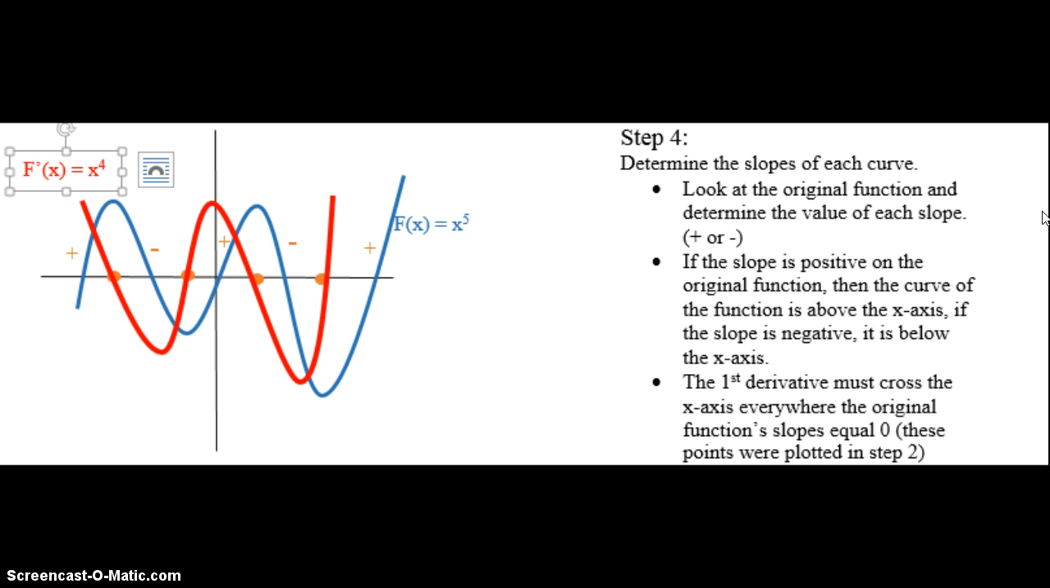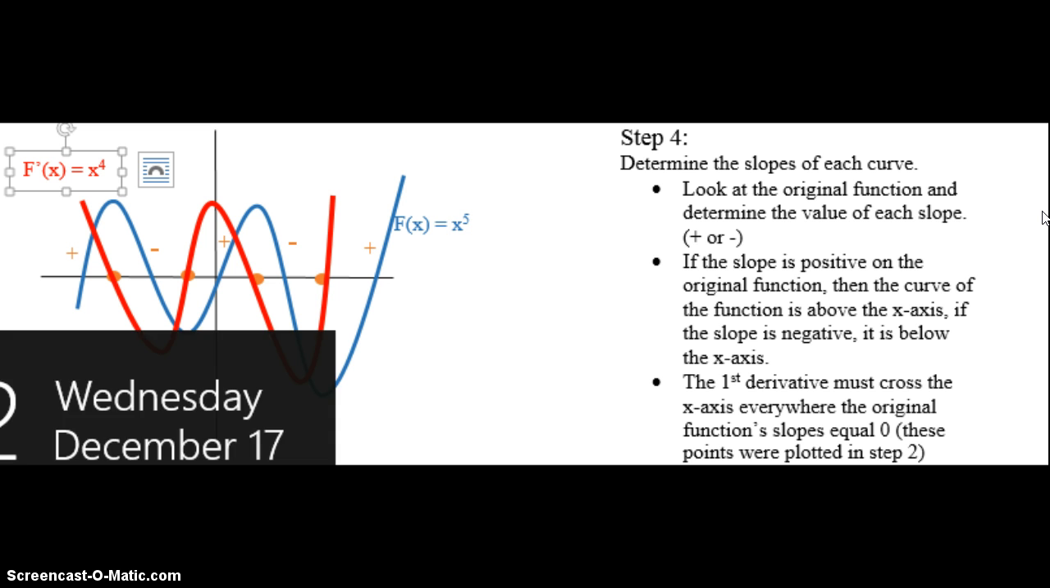Step 4 is determining the slopes of each curve of your derivative. In order to do this, you look at your original function and determine whether the slope of each curve is positive or negative, which I did here. You have a positive slope, a negative slope, a positive slope, a negative slope, and a positive slope. If the slope is positive, the start of the curve is going to be above the x-axis. If the slope is negative, it will be below the x-axis.